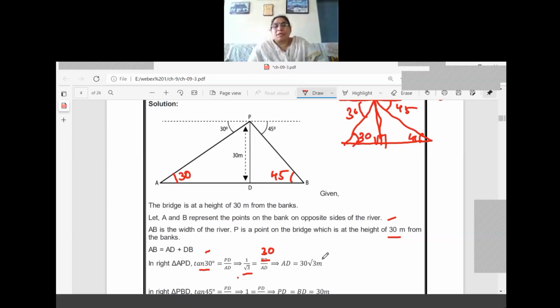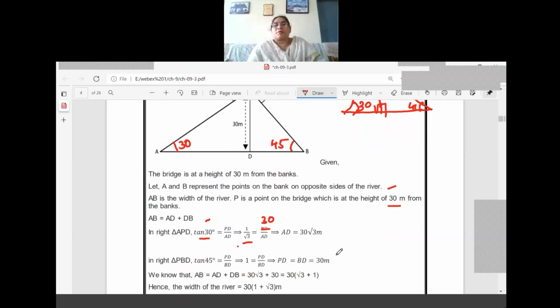Now in triangle PBD, which ratio is to be taken? Tan 45. Tan 45 means opposite side by adjacent side, PD by BD. That means PD and BD are equal because tan 45 is one. PD height is given as 30 according to the question. Therefore BD also equals 30 meters only.